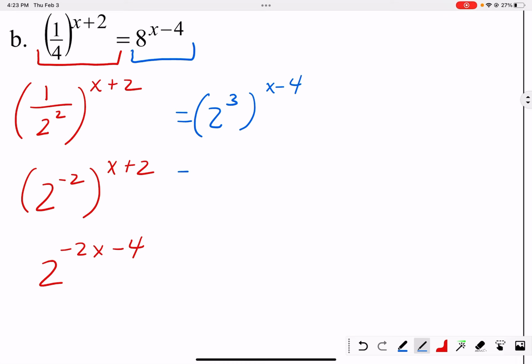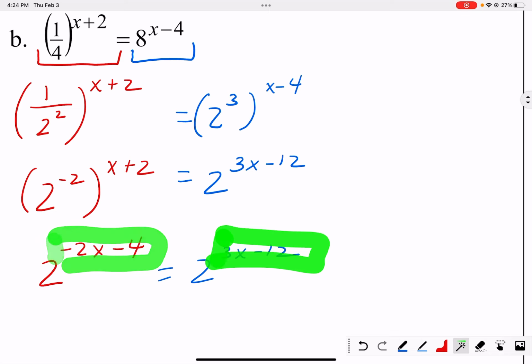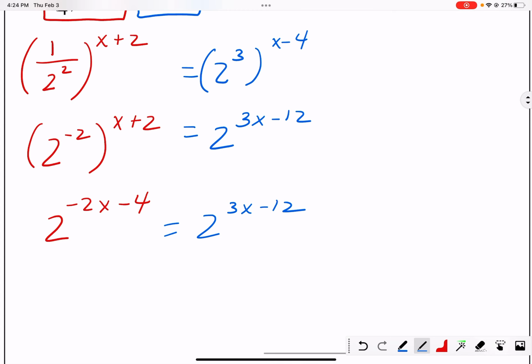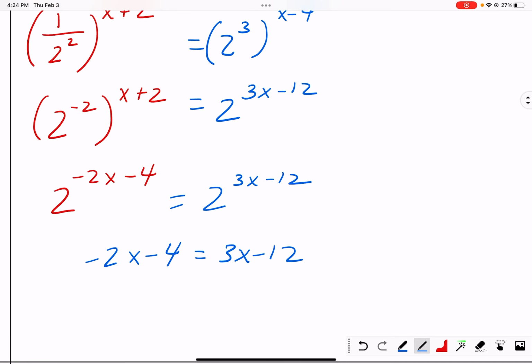Now, the only way for these two sides of this equation to be equal is when they're raised to the same powers, right? We both have a base of 2. So if these are going to be equivalent, which I want them to be because it's an equation, then we're just going to set them equal. So we'll say negative 2x minus 4 is equal to 3x minus 12. And then we just solve this.